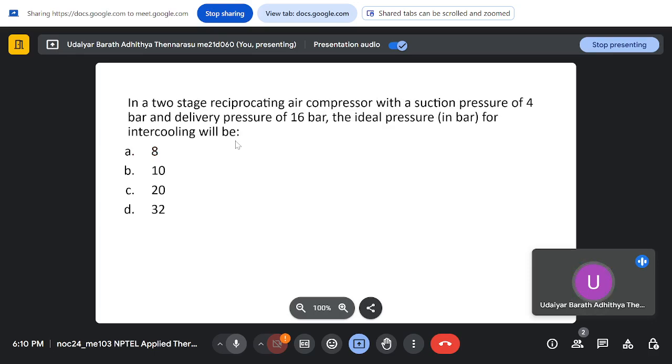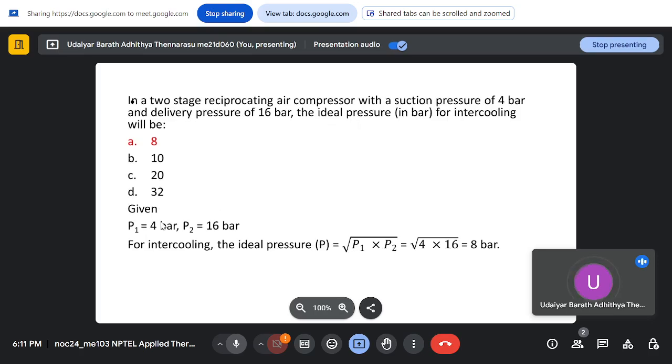Next is, in a two-stage reciprocating air compressor with a suction pressure of 4 bar and delivery pressure of 16 bar, the ideal pressure for intercooling will be... So now we have a two-stage compression. We are using an intercooler in between, and you have to compress from 4 to 16 bar. So what is the ideal pressure for intercooling to happen?